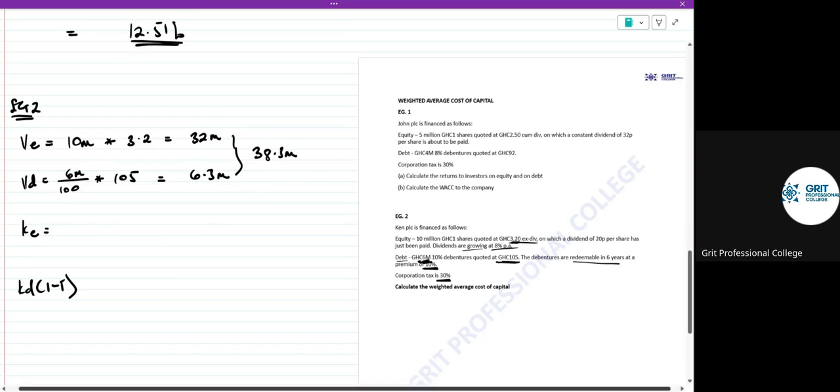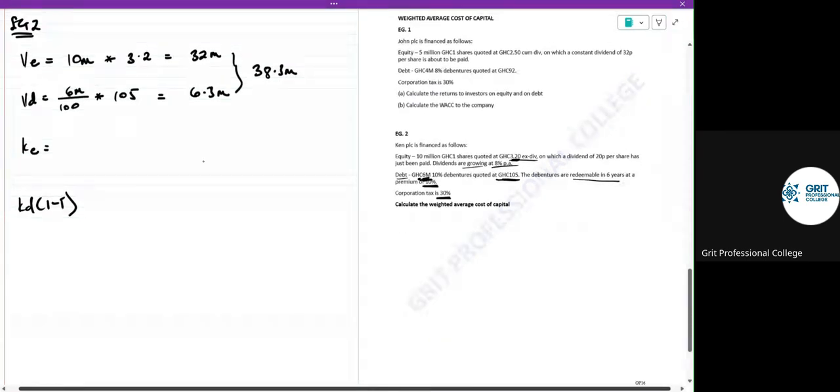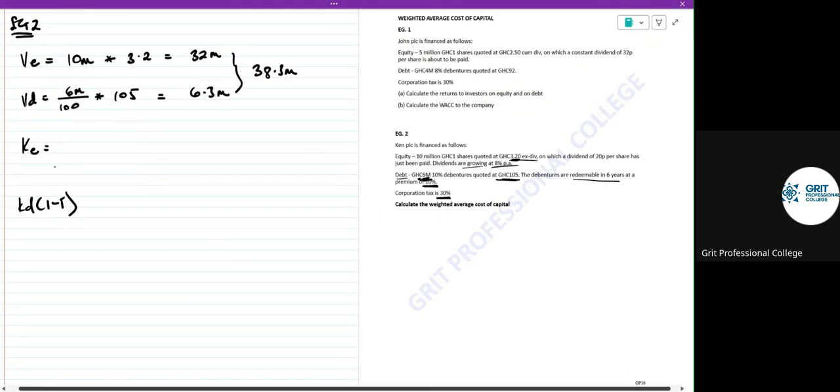Now let's come to the cost of equity. Based on what you read, which formula do you think will apply? Who can state the formula for me? Just try. You can even refer to your formula sheet. No problem.